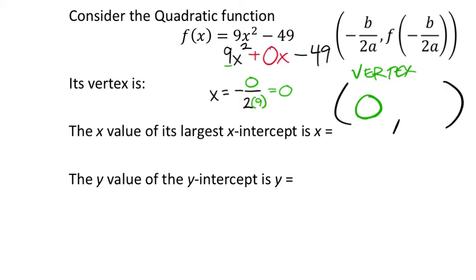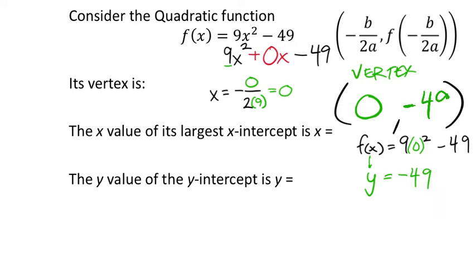So I take my equation, which is f of x equals 9x squared minus 49, and I simply replace the x with 0. And this would tell us that f of x, which is really just y, equals 9 times 0 squared minus 49, which is just negative 49. So I get a vertex of 0, negative 49. So that's my vertex. We just found it. I'll box it in.